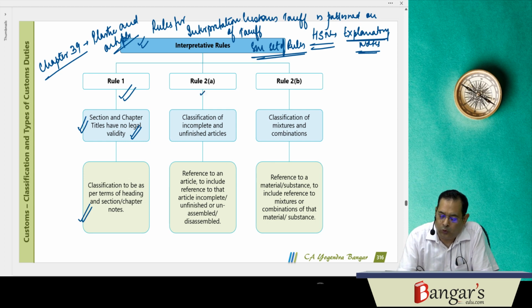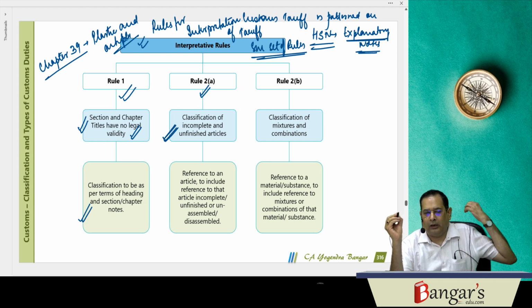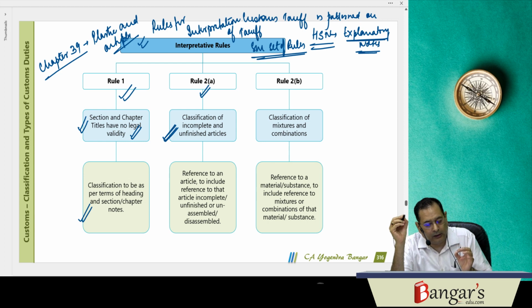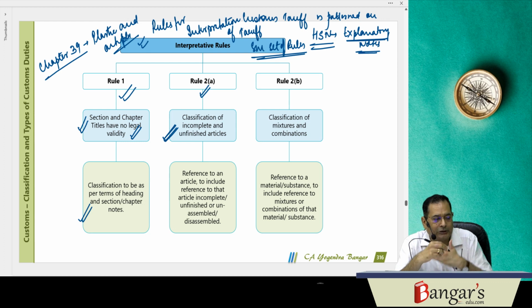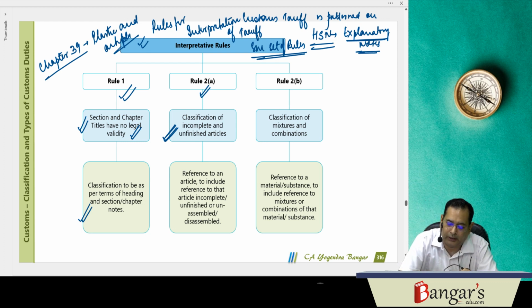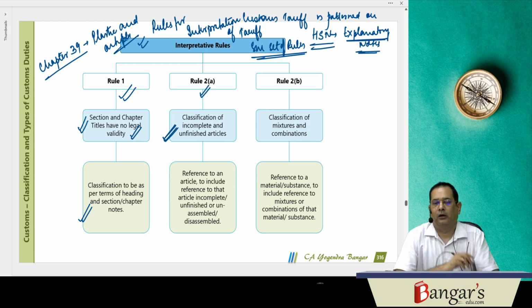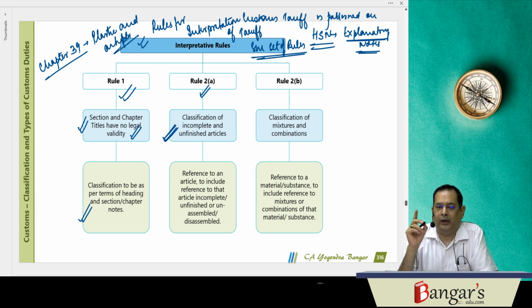Then rule 2A, what is it dealing with? Classification of incomplete or unfinished articles. In case any article is incomplete or unfinished, but it has the essential characteristics of a complete or finished article, then it will be classified as a complete or finished article.